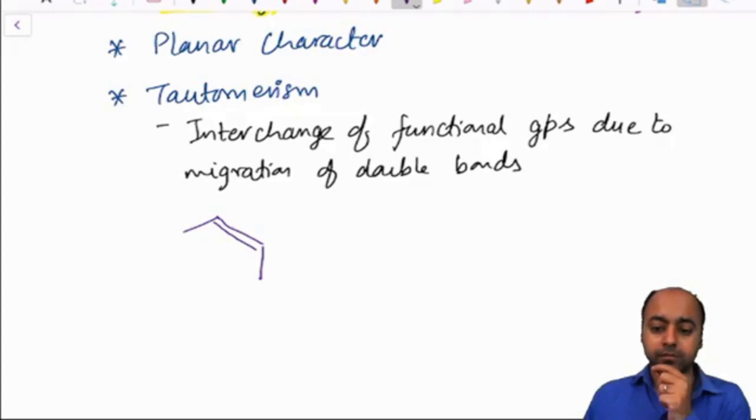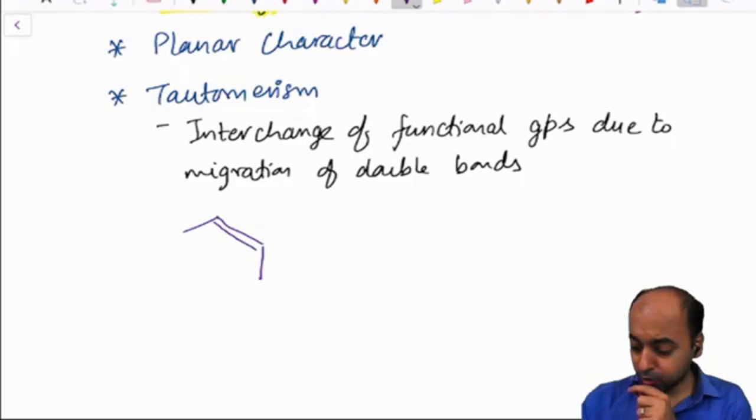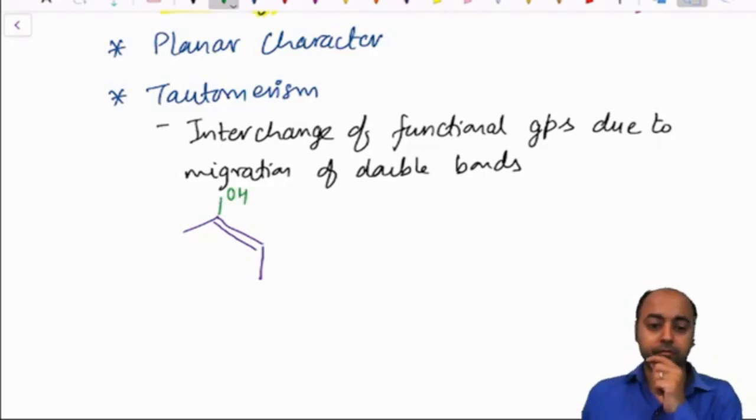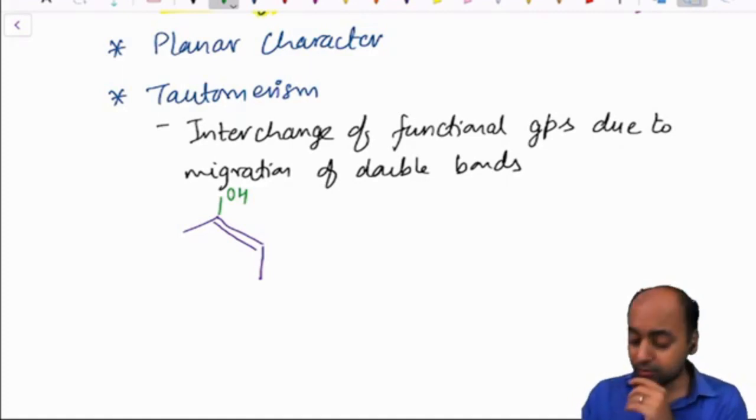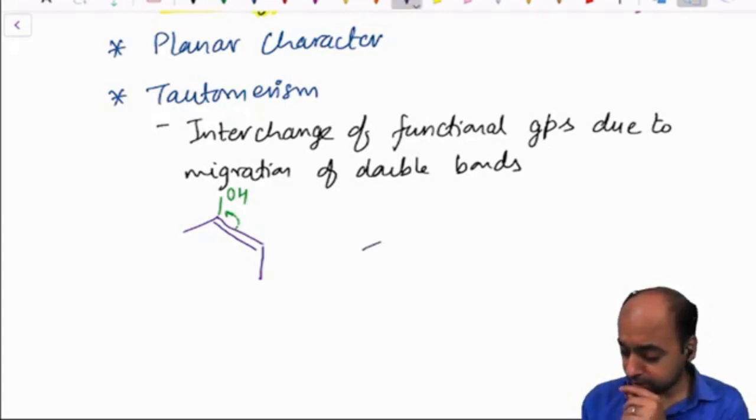To this double bond, there can be groups which are attached, for example the hydroxyl group. Now, the oxygen which is attached to the ring has a tendency to pull the shared electron towards itself. So what happens? This shared electron is pulled towards oxygen so that the structure becomes like this.